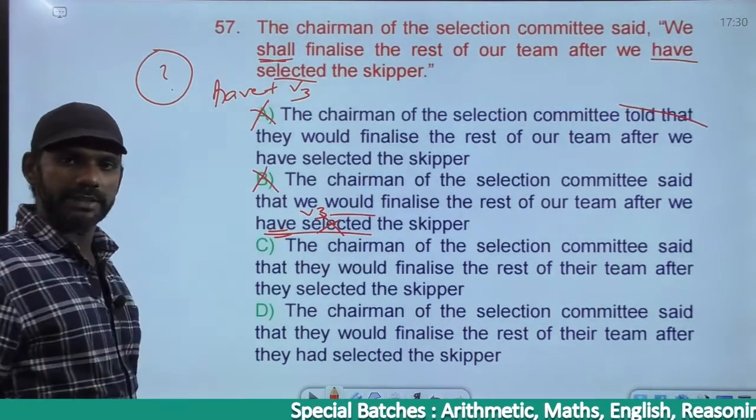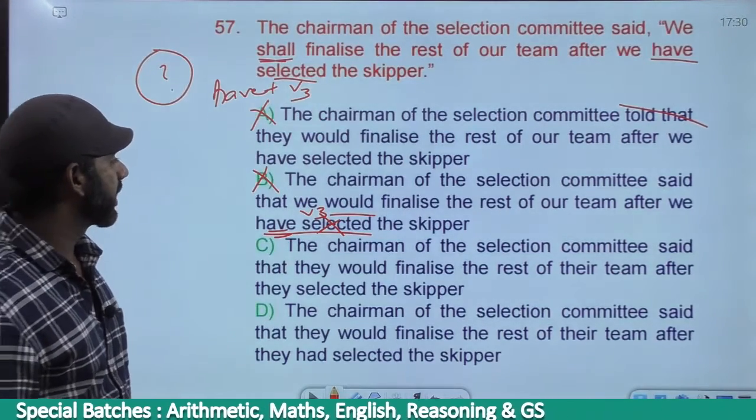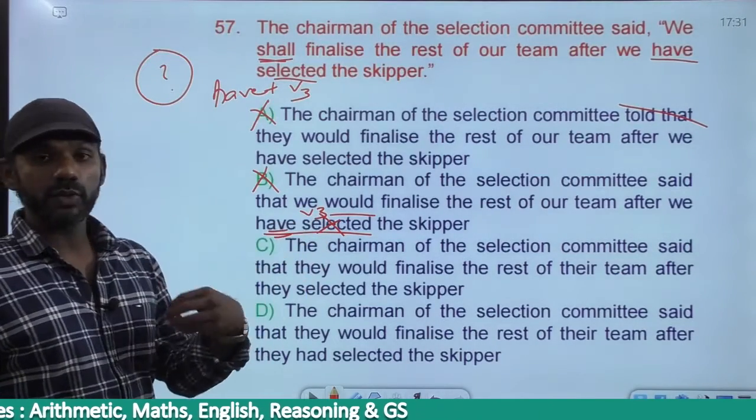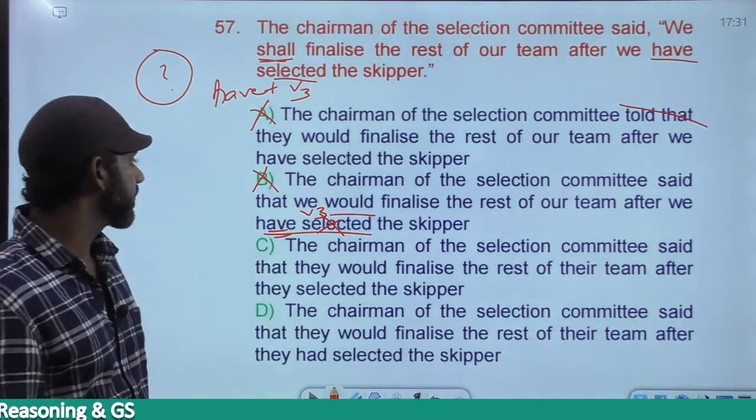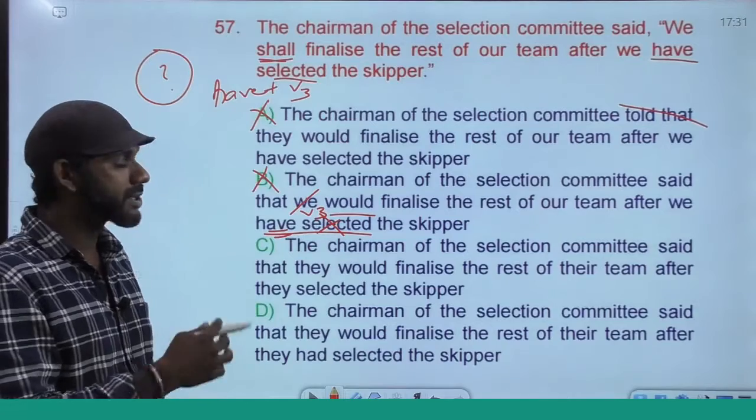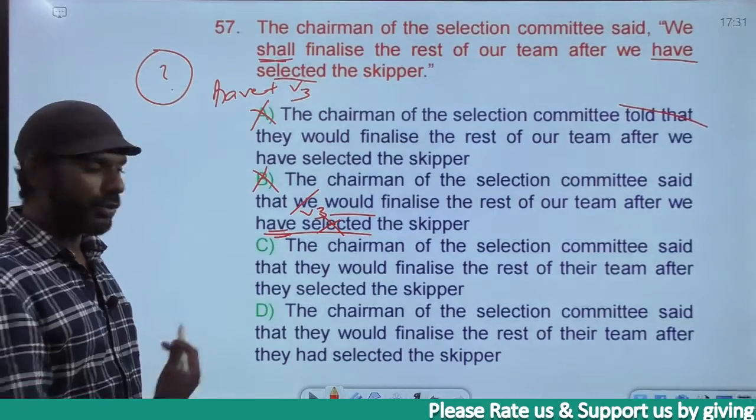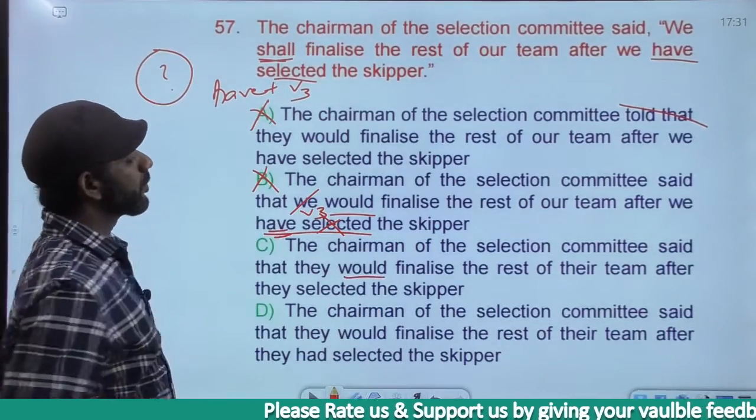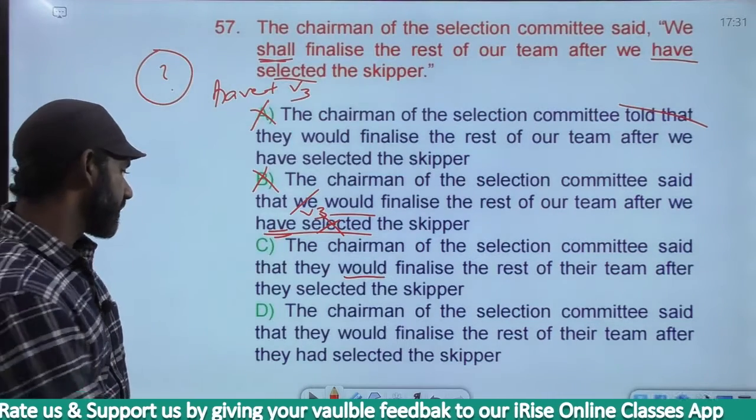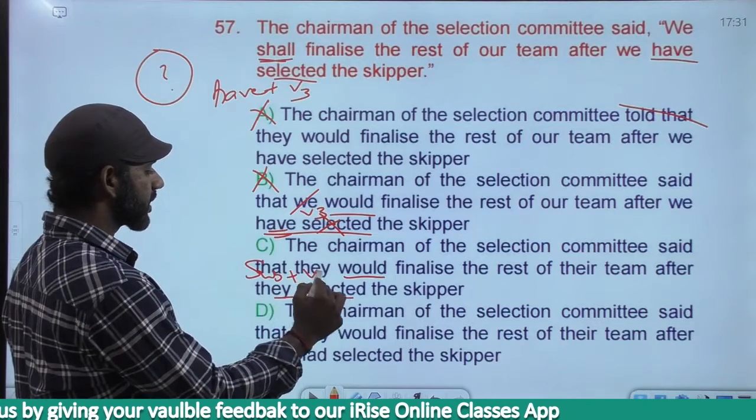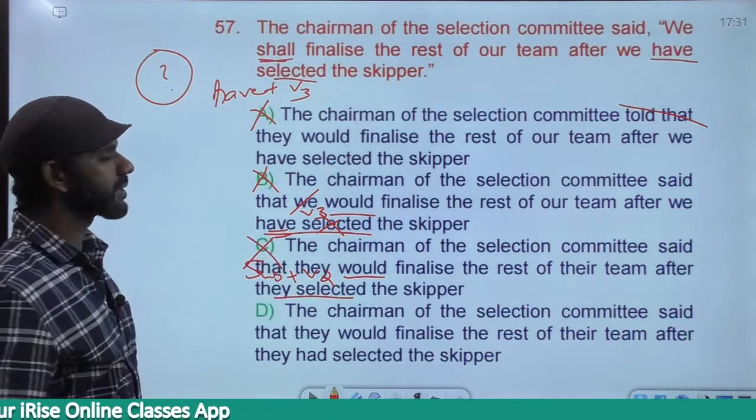Option B is eliminated. Come to C. The chairman of the selection committee said that they would finalize. Oh, one more error: we changes to they because the chairman of the selection committee said. There is another error in part B, the first part also cannot be agreed to. Come to option C. The chairman of the selection committee said that they would, we changes to they, shall became would, finalize the rest of their team after they selected the skipper. They selected is subject plus V2, simple past. We want past perfect. Option C is also eliminated.